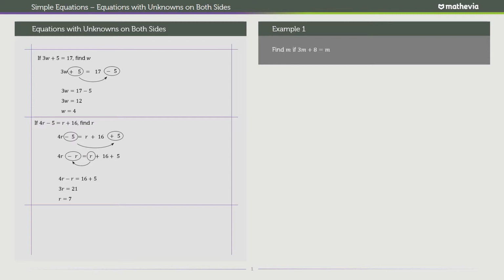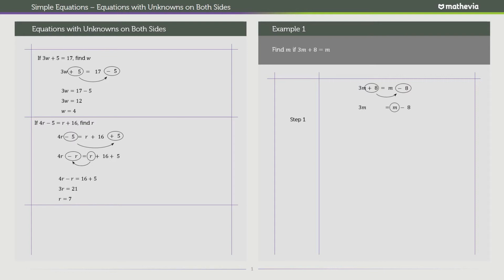Okay, now here's an example. Example 1. We've been asked to find m if 3m plus 8 equals m. So we have a situation where we have instances of our unknown m on the left as well as the right hand side. To solve this, the first thing you need to do is move that number, in this case plus 8, over to the right. It becomes minus 8. Then you have 3m equals m minus 8.